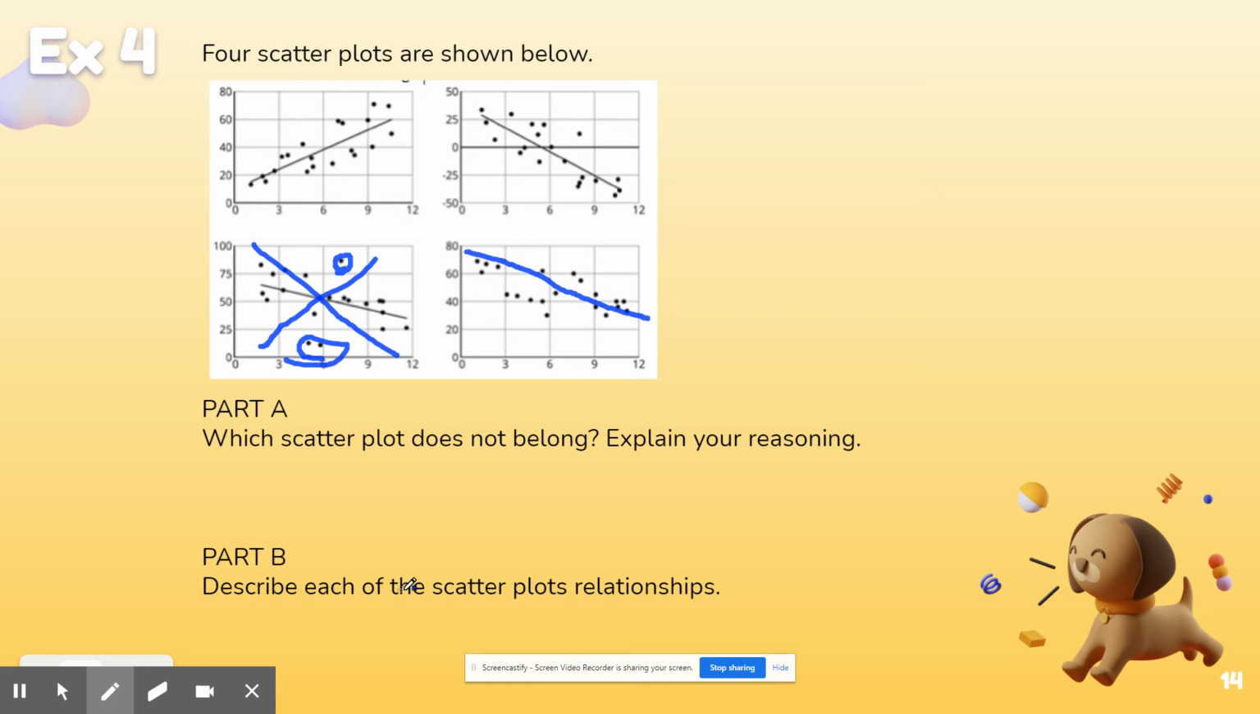Describe the scatter plots relationship. Positive and linear. Negative and linear. Negative and linear. And then this one I would say no association because it's all over the place.